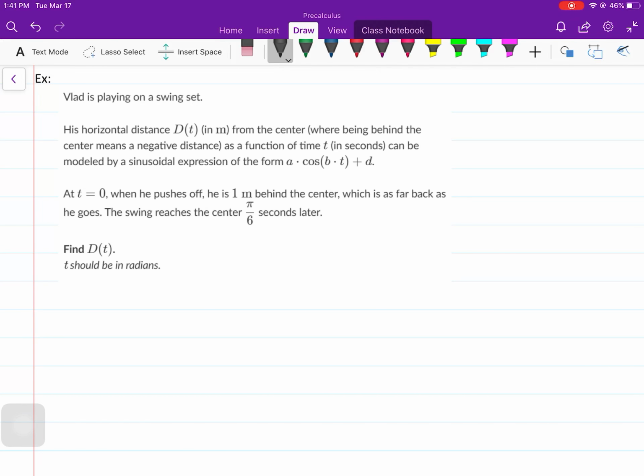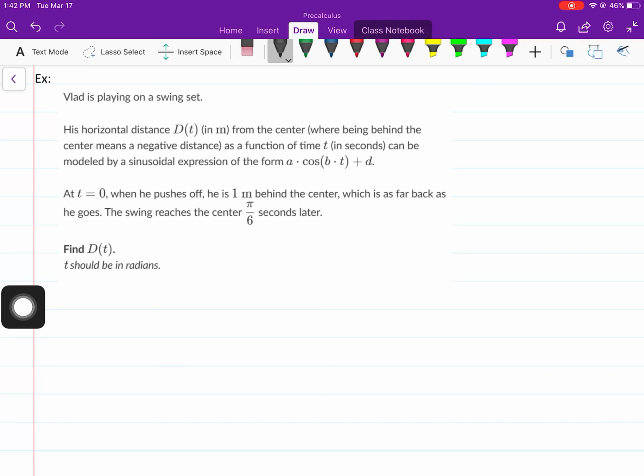Alright guys, so now we're starting to get into some word problems on our trigonometry. It's getting a lot more exciting. So what we see here is that Vlad is playing on a swing set, and his horizontal distance from the center, where behind the center means a negative distance, as a function of time, can be modeled by a sinusoidal expression of the form a cosine of bt plus d.